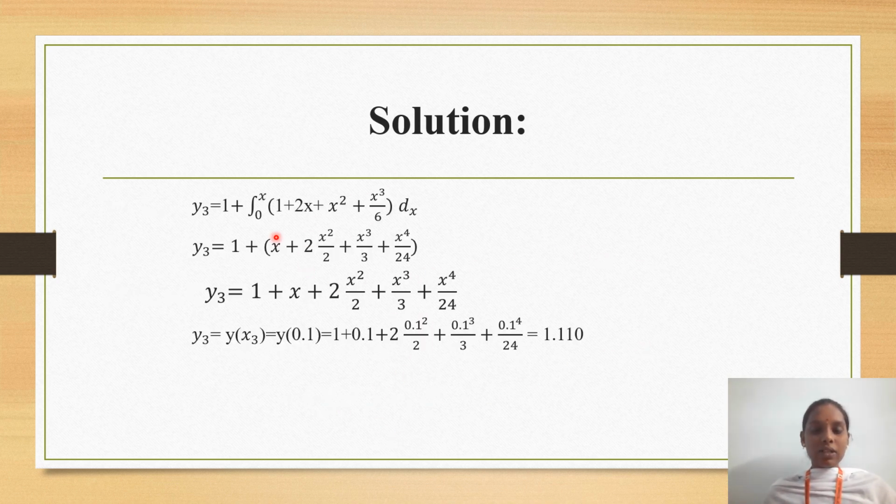Next, y3 is equal to the integration of this. So 1 integrates to x. Next, 2 into x gives 2 into x square by 2, then x cube by 3. Here x cube by 6 integrates to x power 4 by 24. By substituting all values, we get 1.1110. So y2 and y3 both give the same desired accuracy value, so we stop here.